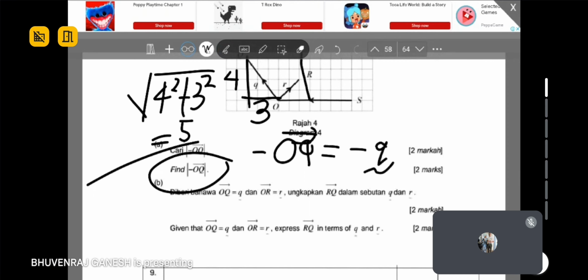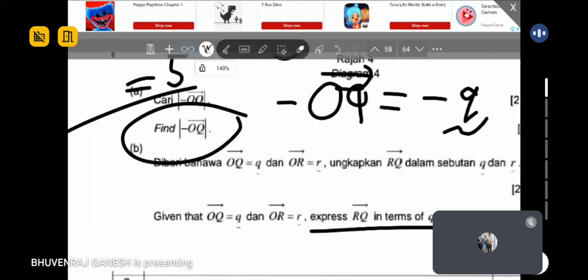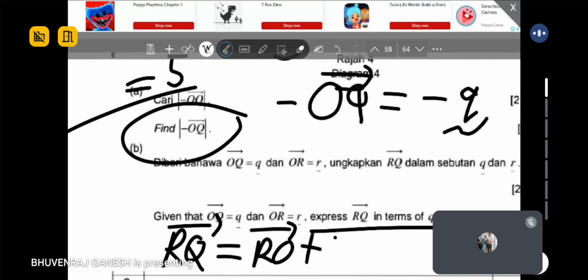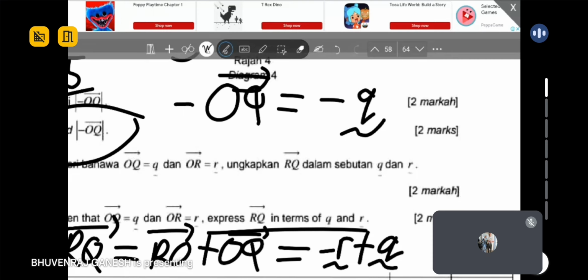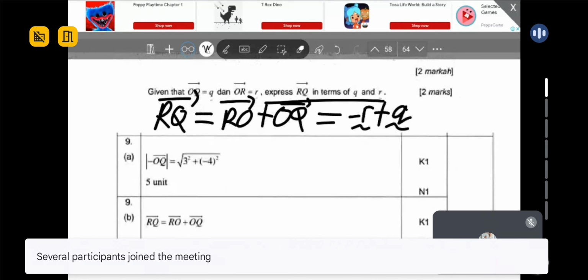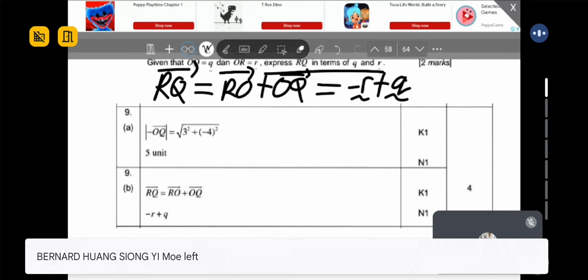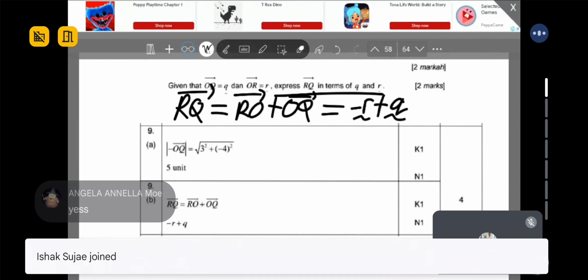Next one, soalan B, they ask you to express RQ in terms of Q and R. So this one, you have to find the combination. Yang ni pun senang. So RQ equal to RO plus OQ. RO sama dengan negative R, and then OQ sama dengan Q. So this is our answer lah guys. Ini jawapan dia. Understand guys? Soalan ni memang senang. Nak score 4 markah. Very straightforward. Are you clear guys?